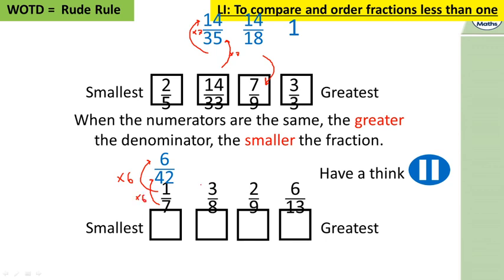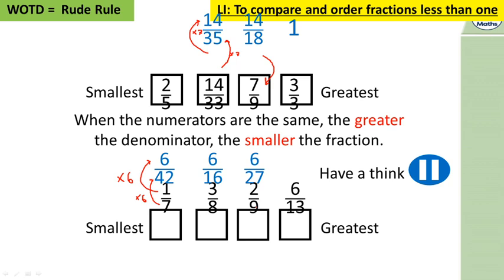How do you make 3 equal 6? 3 times 2 is 6. Whatever you use to the top, you use to the bottom. 8 times 2 is 16. What do you do to 2 to make it equal 6? 2 times 3 is 6. So that means you have to times the bottom by 3 as well. 9 times 3 is 27. So now we can compare them.